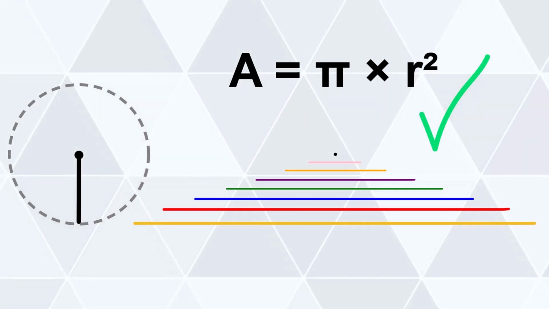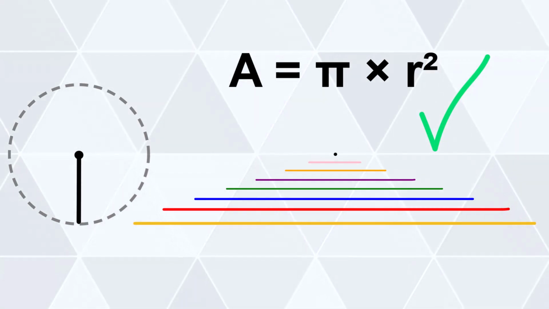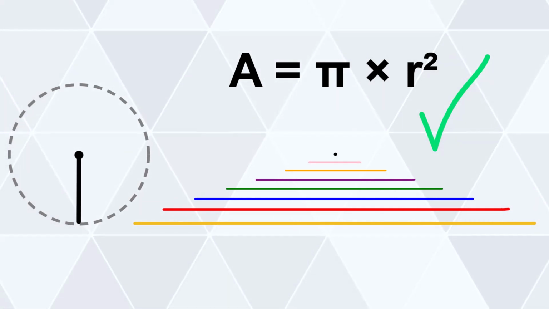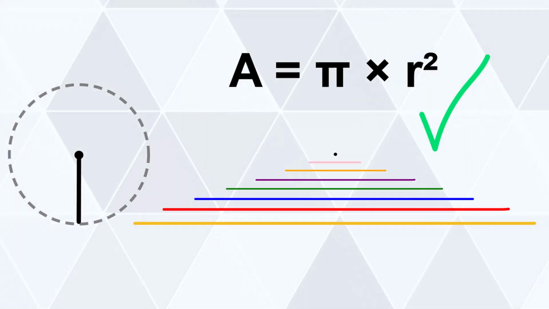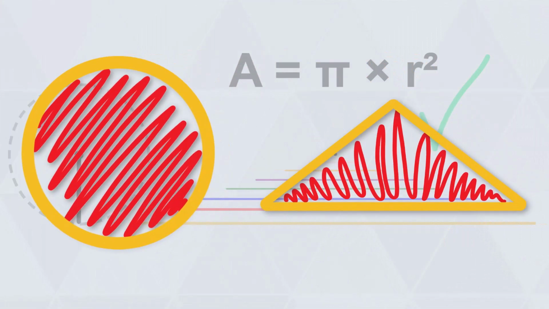times r squared. So by peeling back the layers of a circle, much like an onion, and using Cavalieri's indivisibles, we've proven that a circle is no different than a triangle.